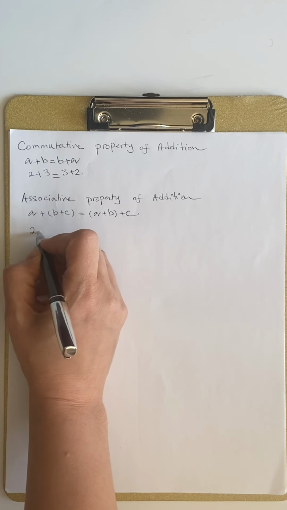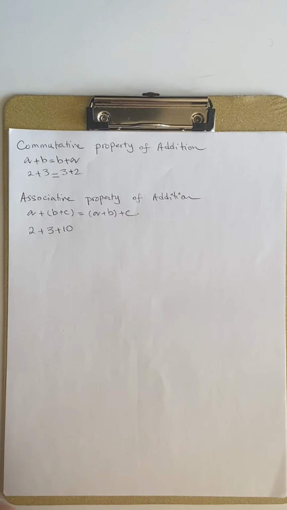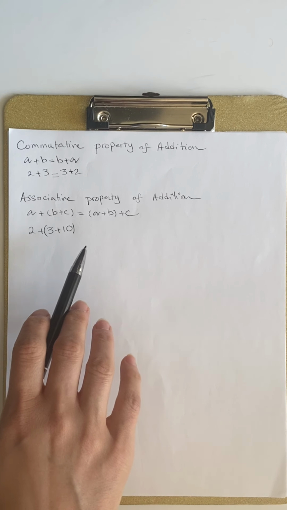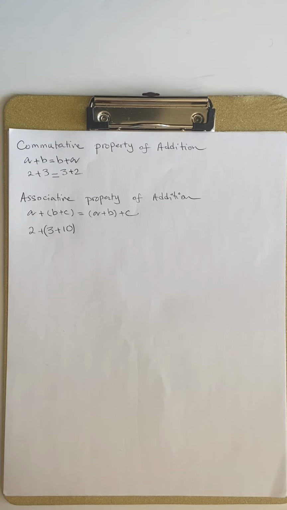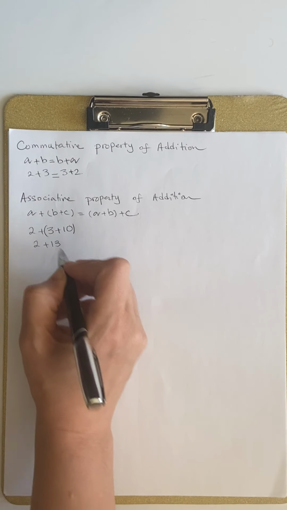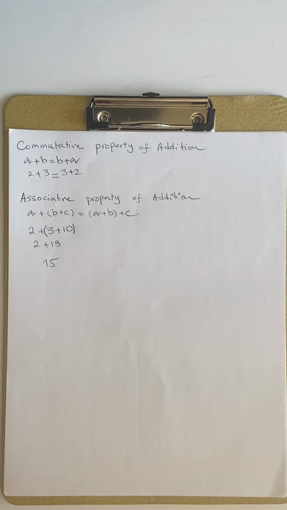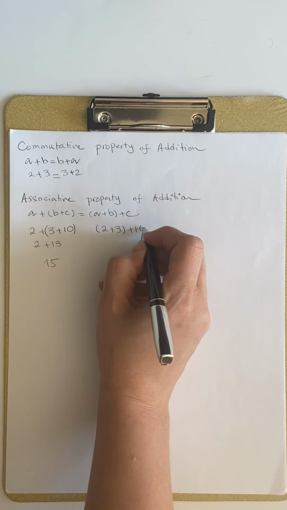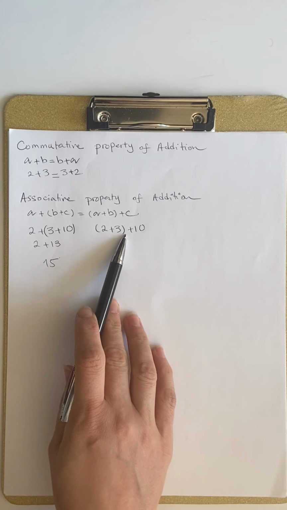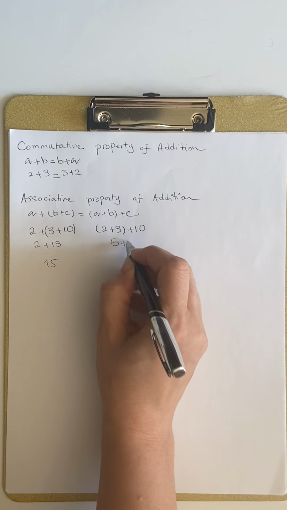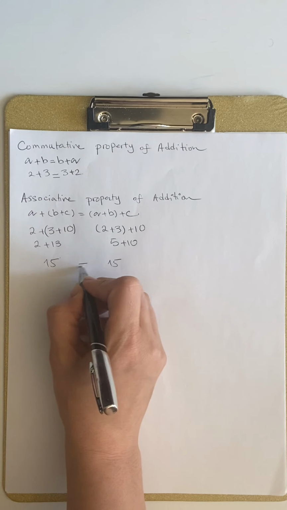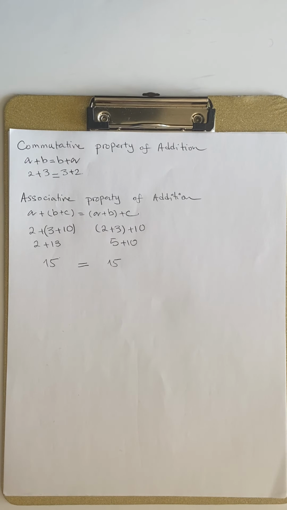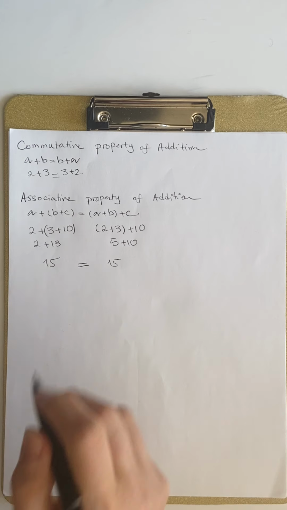So if I have 2 plus 3 plus 10, and I put the 3 and 10 in a bracket, it means we need to add 3 and 10 together first. What is 3 plus 10? 13. What is 2 plus 13? 15. On the other hand, if I first add 2 and 3, what's that? 5, plus 10. What's the answer? 15. They are going to be equal. This is called the associative property of addition. Keep these in mind. We will be using them in a minute.